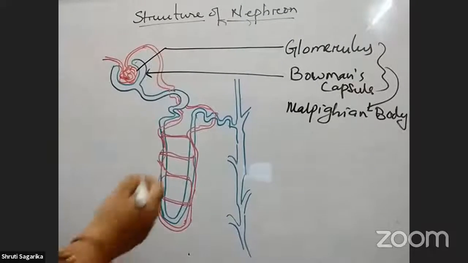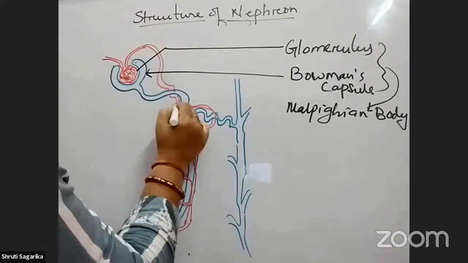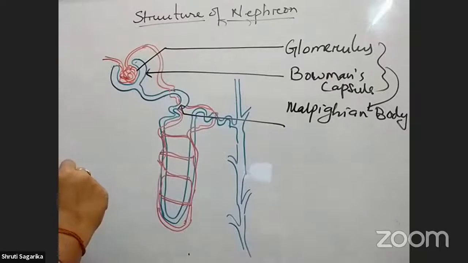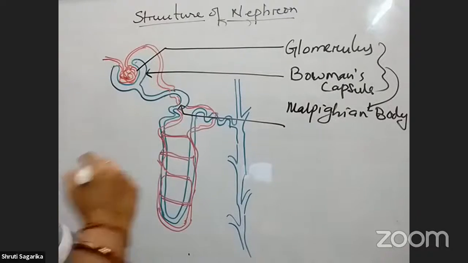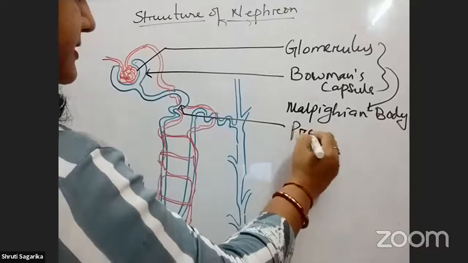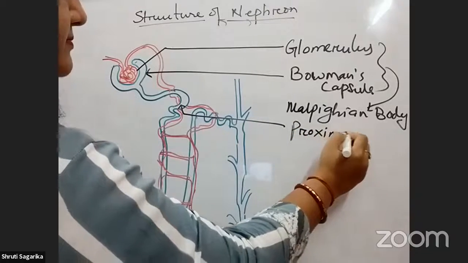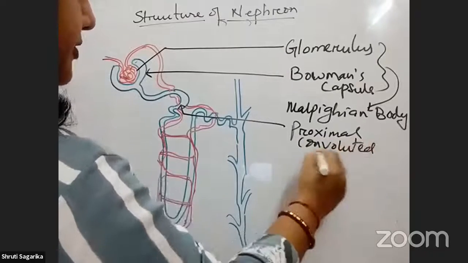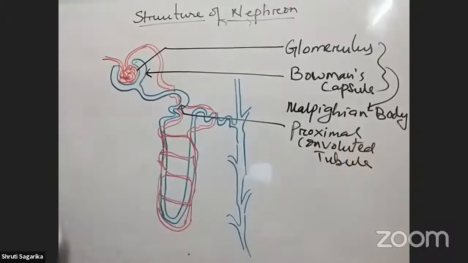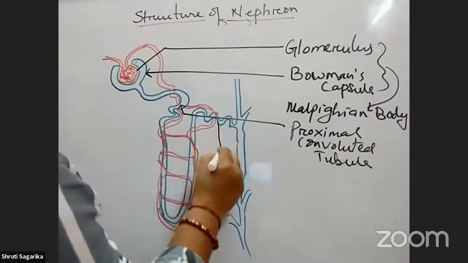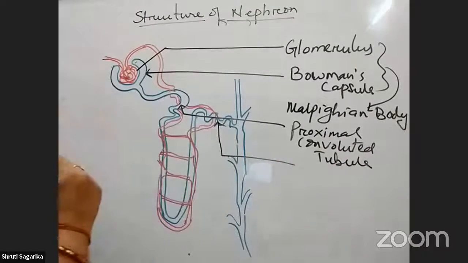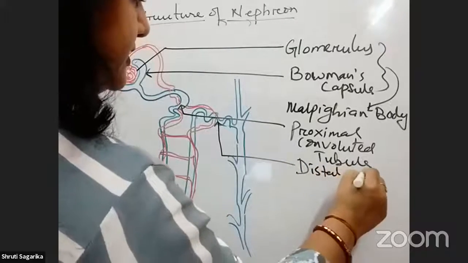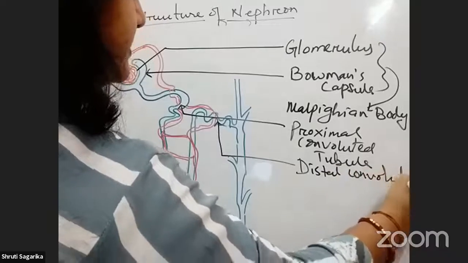What is this part? You know about this? This is the proximal convoluted tubule. And what is this part? Distal convoluted tubule.